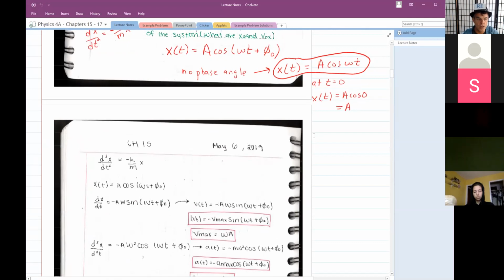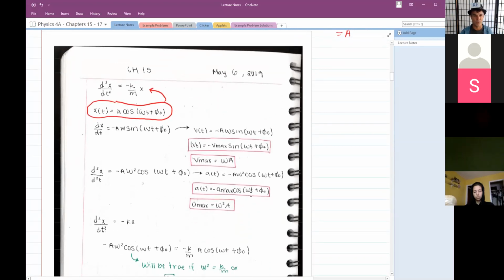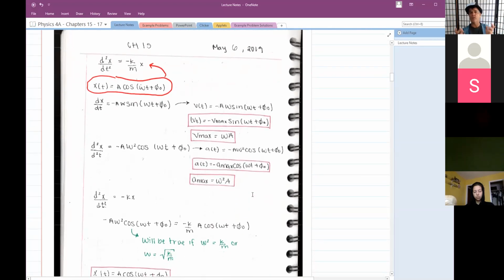Okay, so here is my general solution to our differential equation for simple harmonic motion. What I want to do is just show you that if I ever have a function of position versus time, I can always differentiate that and get velocity versus time. And if I have a function of velocity versus time, I can always differentiate that and get acceleration versus time.